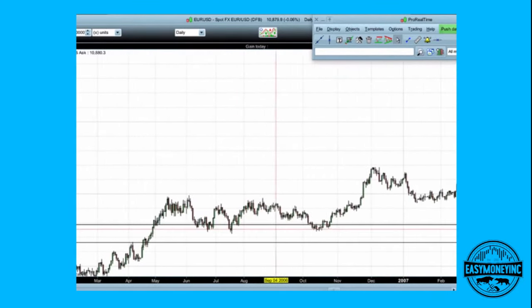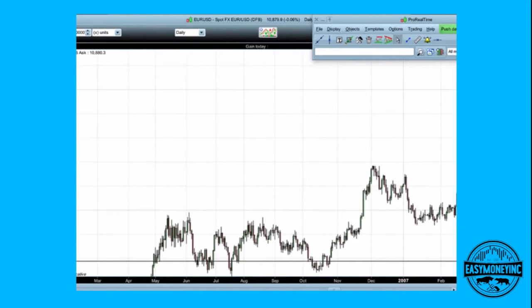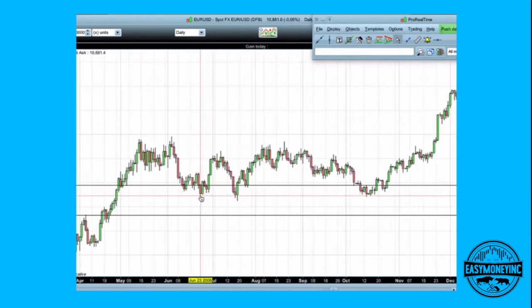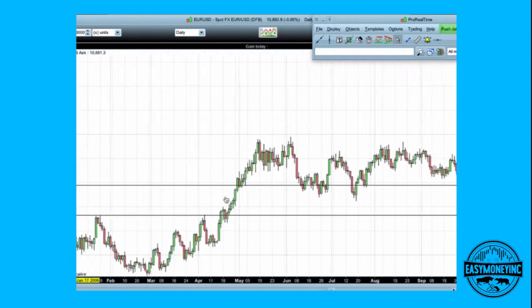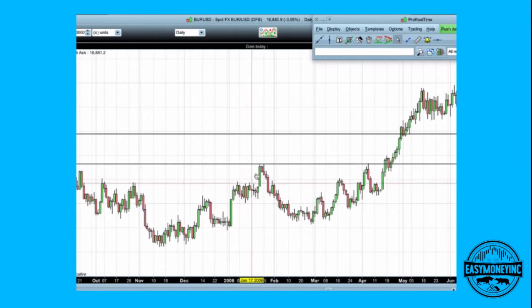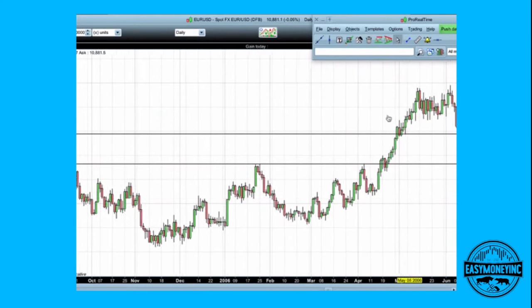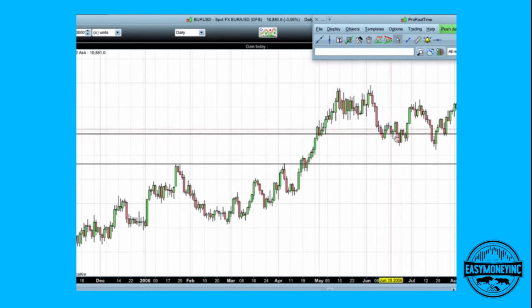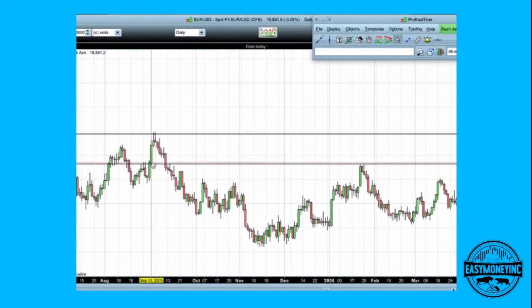So if we scroll back here, you can see that this is 2006 now, and you can see the market is still using this zone. Scroll back a little bit further, see it's using it here. So it's using it here as resistance. As it breaks through, it comes back down, and resistance now becomes support. This is 2006, 2005 again, and this shows you that the markets have very long memories.